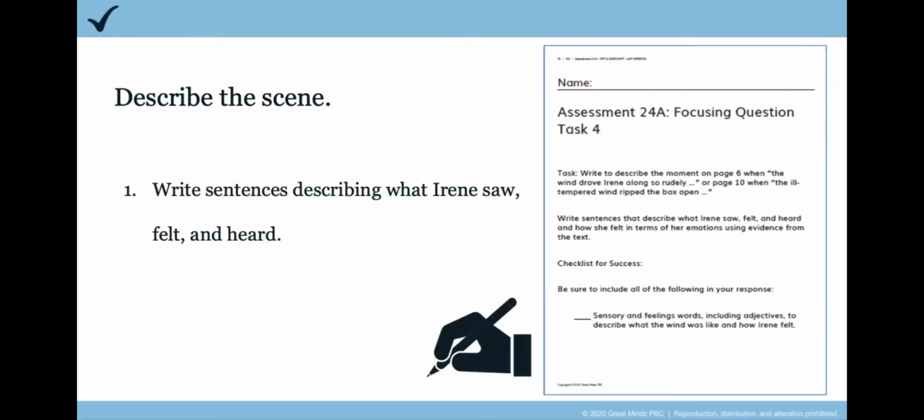Okay, friends, now that we have reviewed Assessment 24A, which is a focusing question task 4, as well as the Brave Irene evidence organizer, you are going to get ready to describe the scene by writing sentences to describe what Irene saw, felt, and heard. Are you ready? Okay, now that you know what you're going to write, your classroom teacher will tell you where to complete your work and how to turn it in to them.